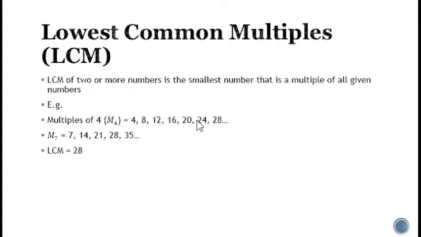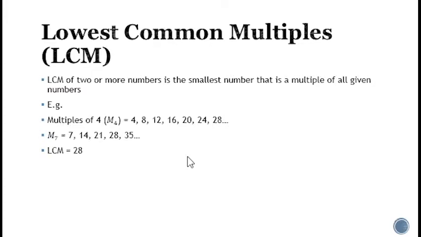Lowest common multiples. The LCM of two or more numbers is the smallest number that is a multiple of all given numbers. For example, multiples of 4 are 4, 8, 12, 16, 20, 24, 28, and so on. Multiples of 7 are 7, 14, 21, 28, 35, and so on. As you can see, there is a common number in both series of multiples, which is 28. Therefore, the lowest common multiple is 28.